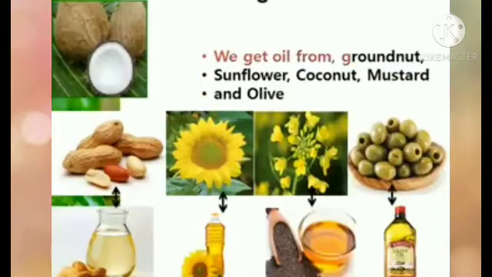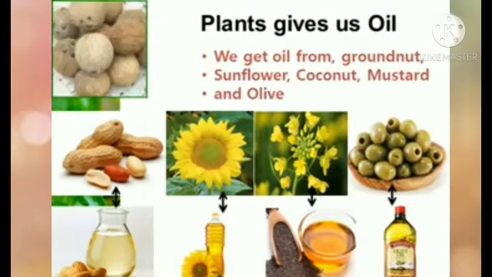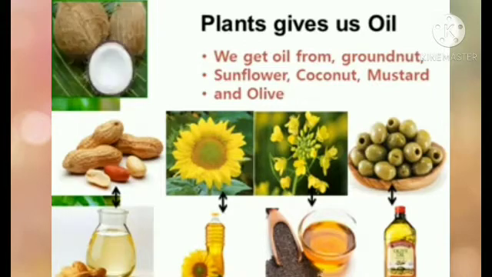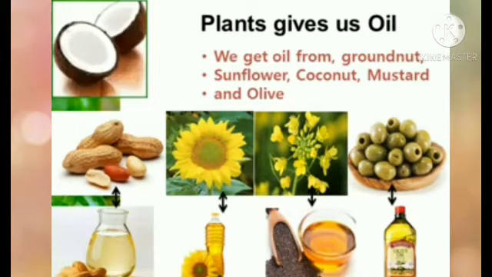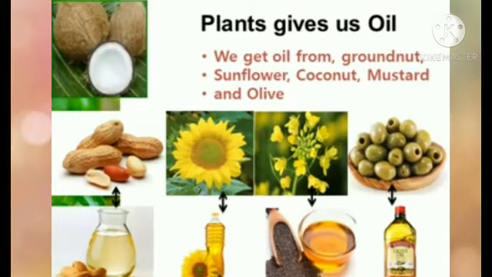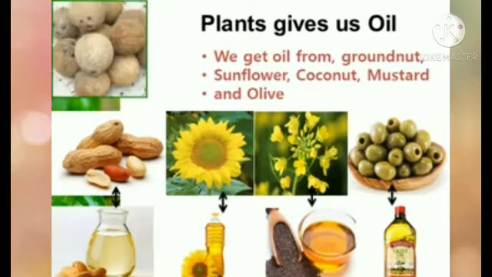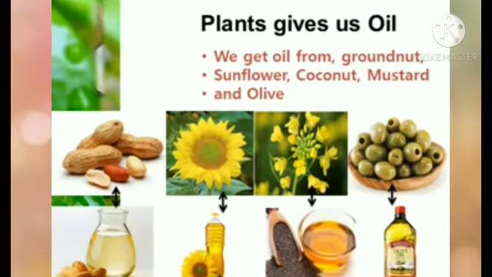Plants give us oil. We need oil for cooking. We get oil from the seeds and fruits of plants, such as sunflower, coconut, mustard and olive. We also use oil for oiling our hair.